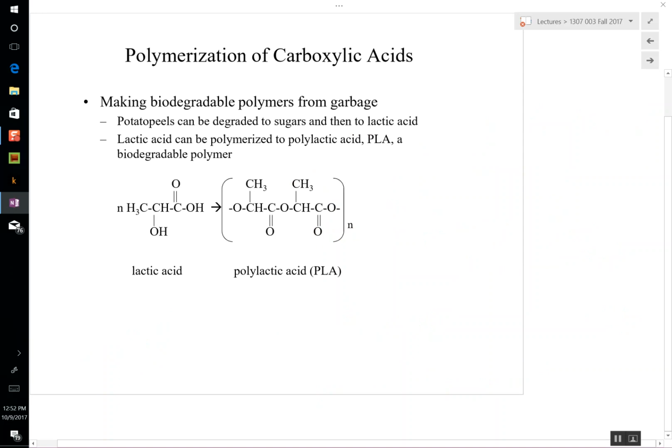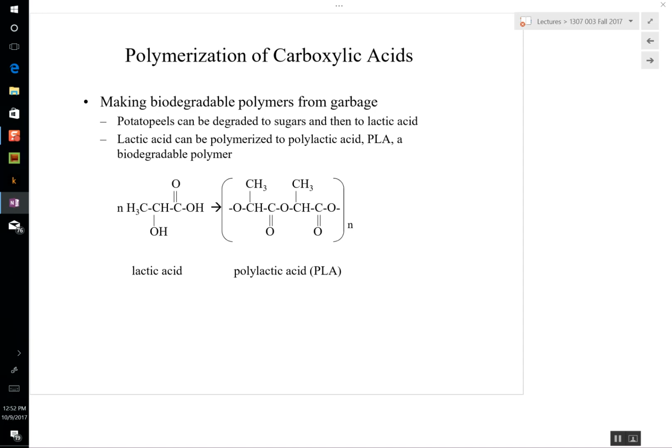This is just for your information. Here's lactic acid, a carboxylic acid. You can produce this in the course of metabolizing, typically anaerobically, so it's really heavy exercise where you're burning fuel faster than you can get oxygen. Your body will start anaerobic metabolism, produce lactic acid.